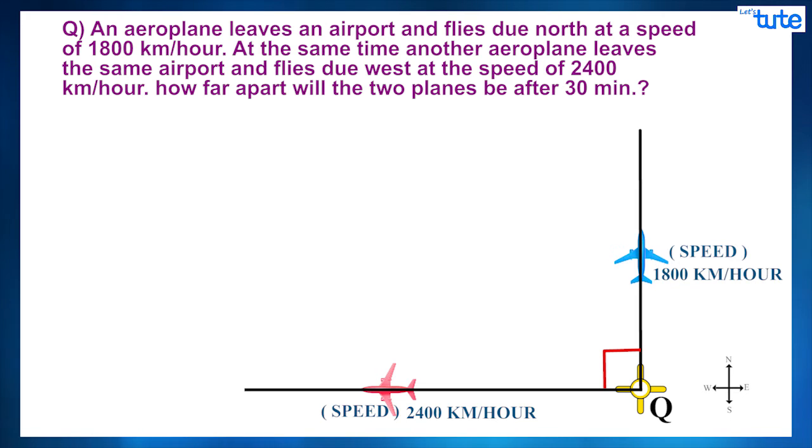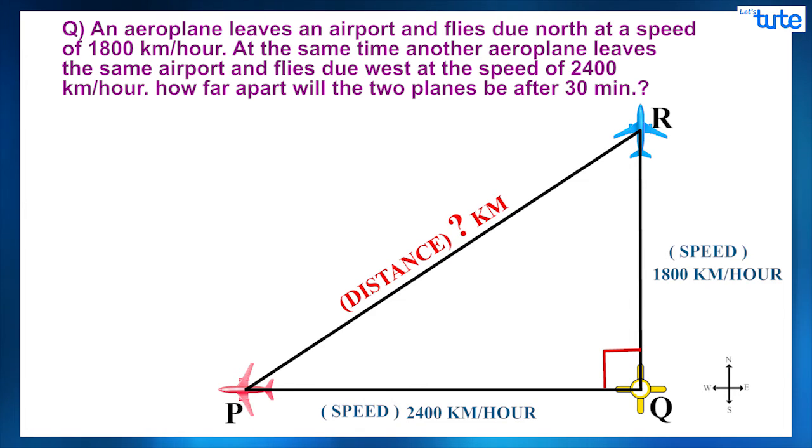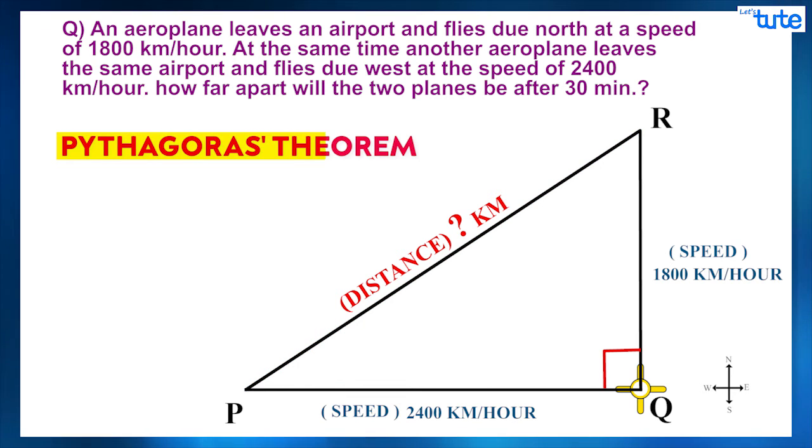So, if we consider the airplane flying north to reach point R after 30 minutes and the airplane flying west to reach point P after 30 minutes, then we have to find the distance between points P and R. So as you can see now, PQR is a right angled triangle. And so to find PR, we can use the Pythagoras Theorem.